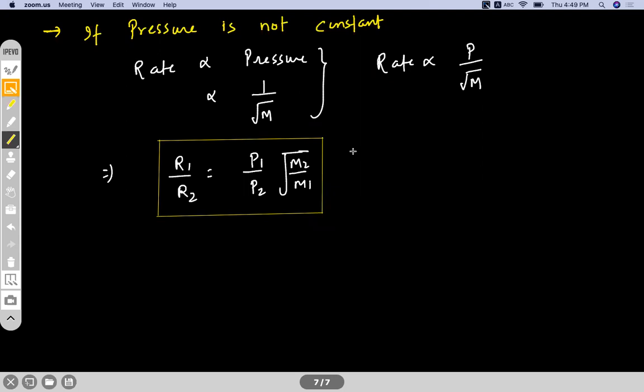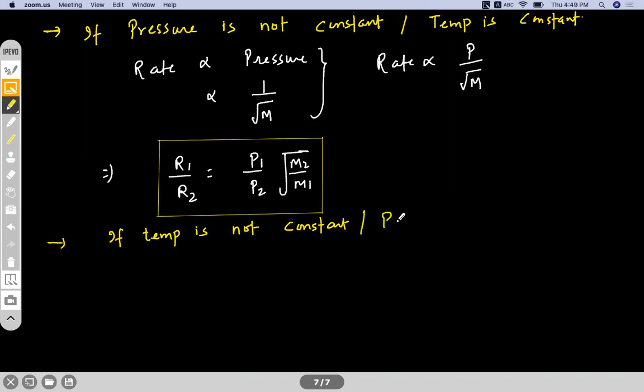Okay, this is the relation we have if pressure is not constant. So pressure is not constant, but here we are assuming temperature is constant. And we can also write next, if temperature is not constant, but pressure is constant.